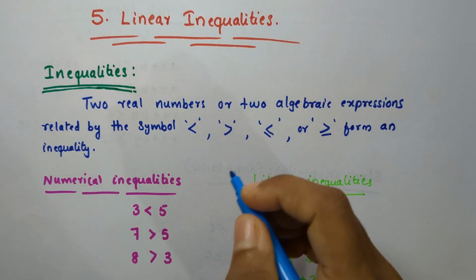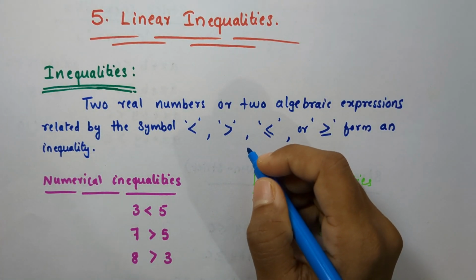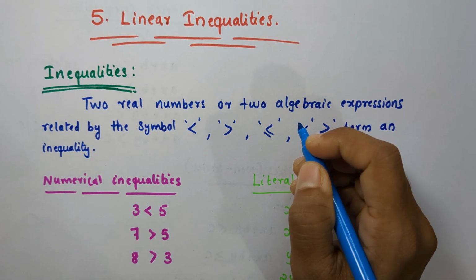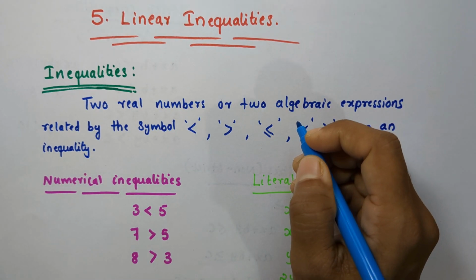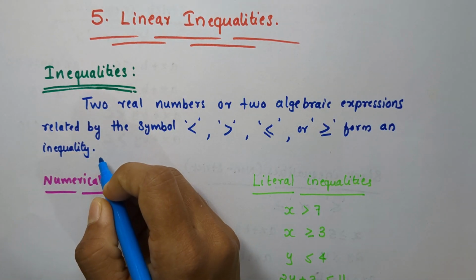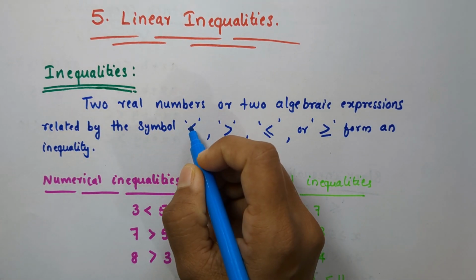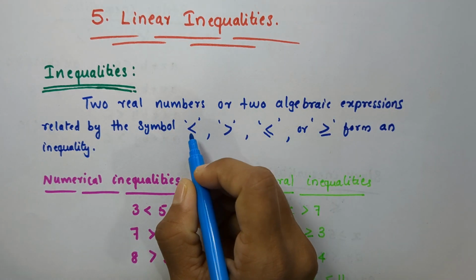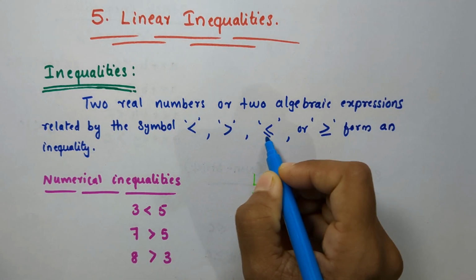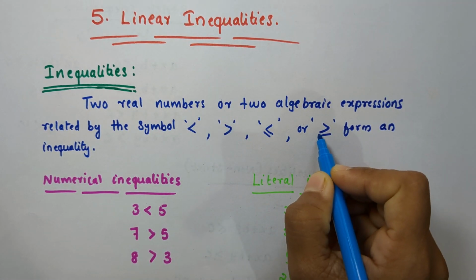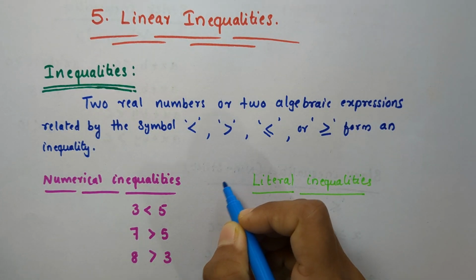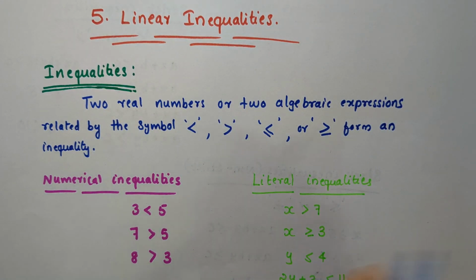Hello everyone, in this video we are going to discuss linear inequalities, chapter 5, class 11 mathematics. So what are inequalities? Two real numbers or two algebraic expressions related by the symbol less than, greater than, less than or equal to, greater than or equal to form an inequality. There are different types of inequalities.